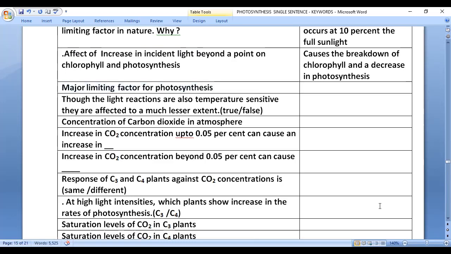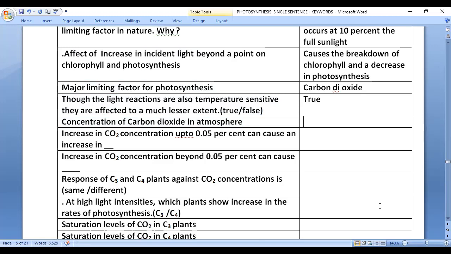The major limiting factor for photosynthesis is carbon dioxide. Though the light reactions are also temperature sensitive, they are affected to a much lesser extent. True or false? True.